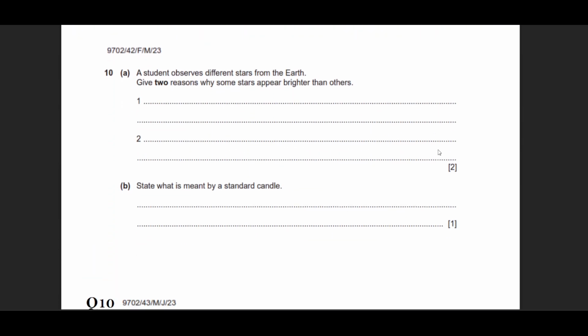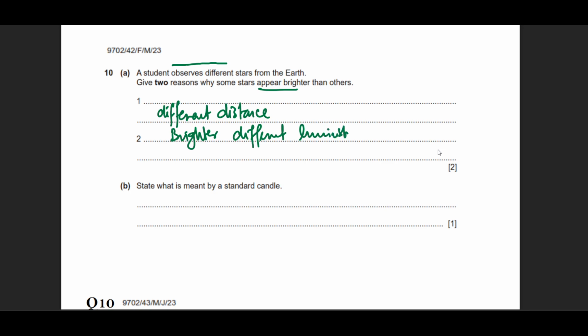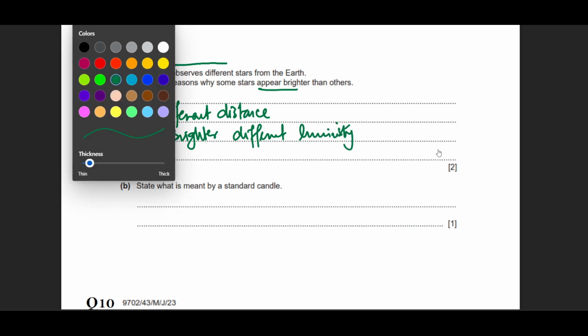This is from February-March 2023. So first part: observing different stars from the Earth, give 2 reasons why some stars appear brighter than others. One very common answer, based on common sense, is that they may be at different distances from the Earth, right? So the first point will be different distances. The ones that are closer to us appear brighter. The ones that are far away from us appear less bright. And the second point would be that the brightness differences may be due to the fact that they have different luminosity. Okay, you can go back to the question and memorize the marking scheme as well.